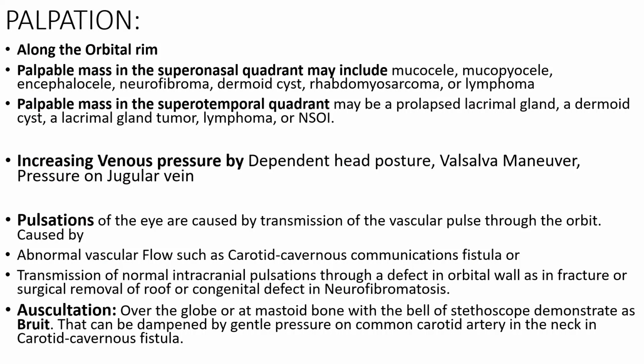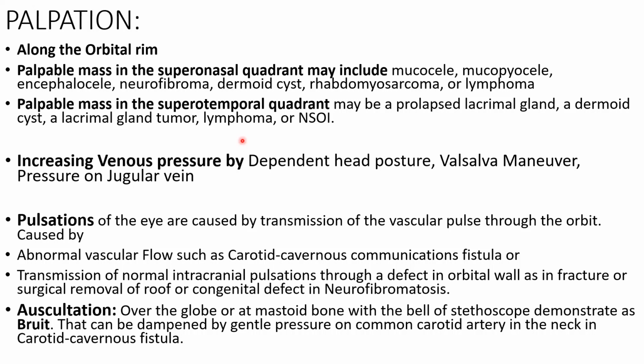Then we should palpate the orbital rim. Along the orbital rim, we should see whether there is a palpable mass in the supranasal quadrant. The causes of this may include mucocele, mucopyocele, encephalocele, neurofibroma, dermoid cyst, rhabdomyosarcoma, or lymphoma. The palpable mass in the supratemporal quadrant may be a prolapsed lacrimal gland or dermoid cyst, or there may be a lacrimal gland tumor or lymphoma or non-specific orbital inflammatory disease.